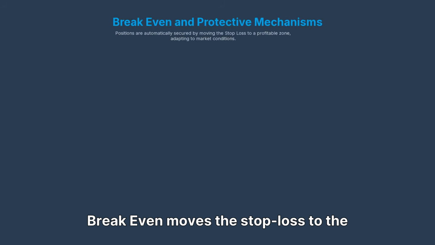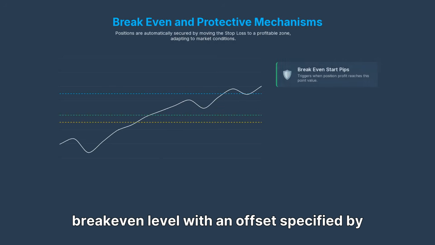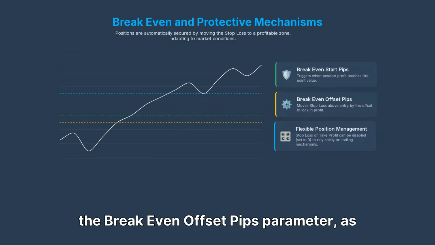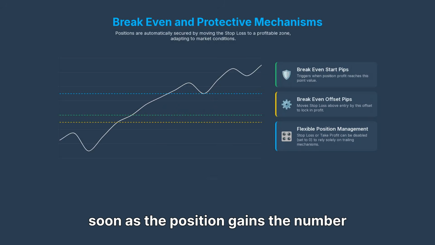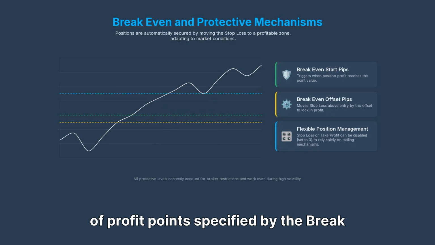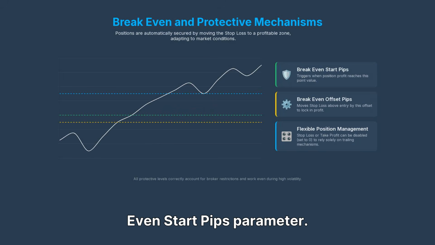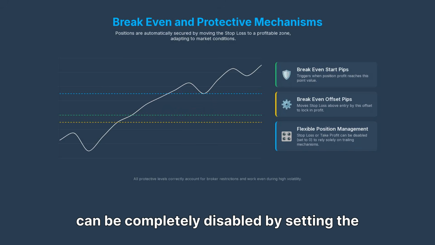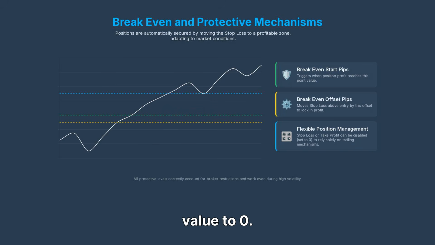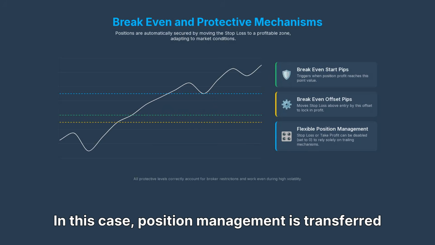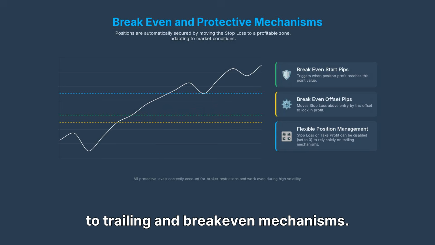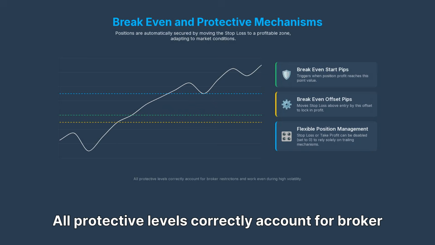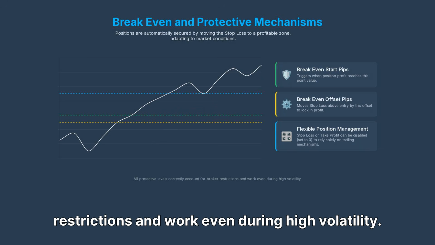Break-even moves the stop loss to the break-even level with an offset specified by the break-even offset pips parameter, as soon as the position gains the number of profit points specified by the break-even start pips parameter. If necessary, stop loss or take profit can be completely disabled by setting the value to 0. In this case, position management is transferred to trailing and break-even mechanisms. All protective levels correctly account for broker restrictions and work even during high volatility.